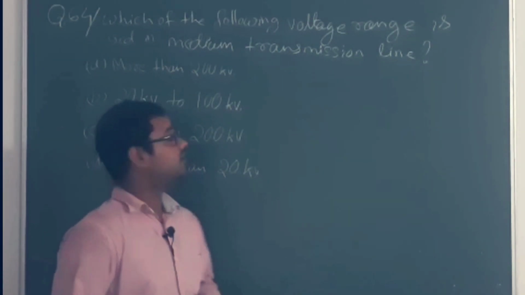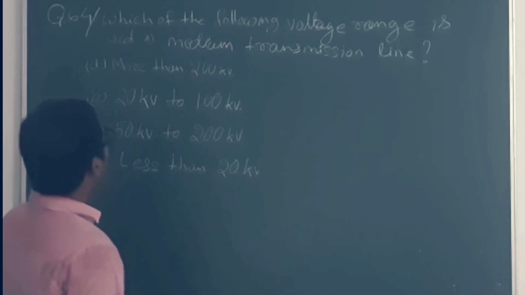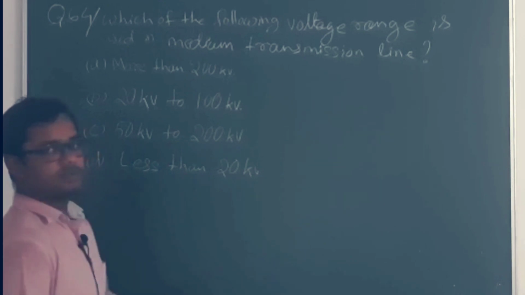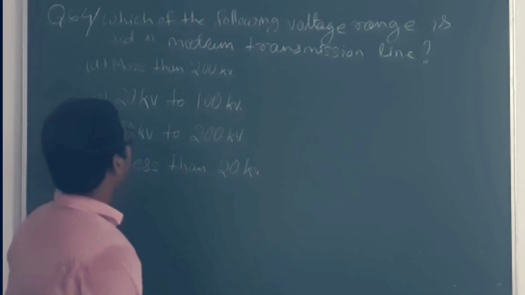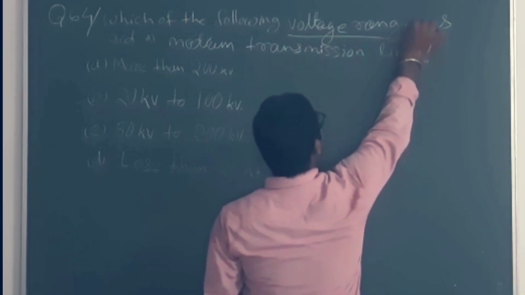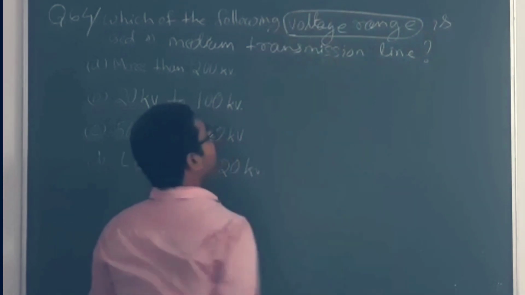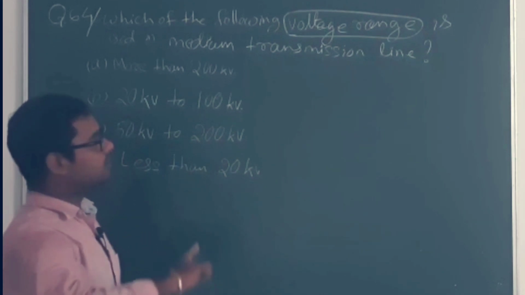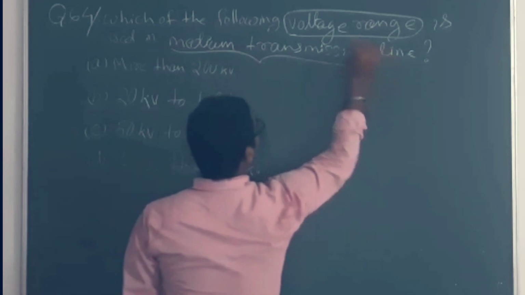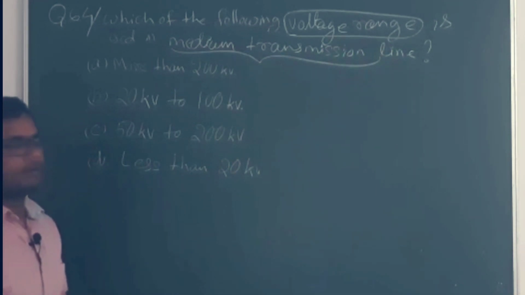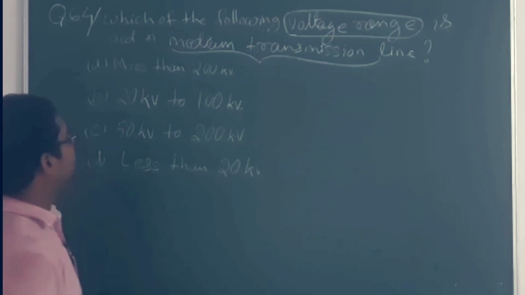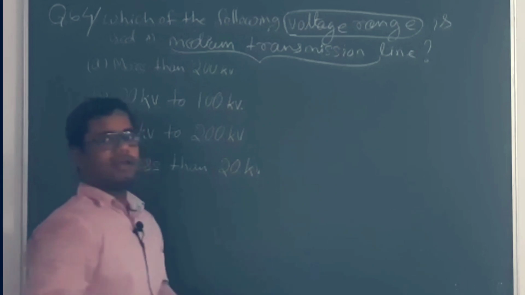So coming to question number 64, the question is, which of the following voltage ranges is used in a medium transmission line? From the given question, we have to divide the voltage range for your medium transmission line. The options are there. Before going to the options, I will just check what transmission lines there are.